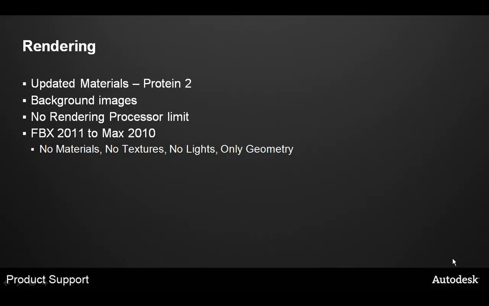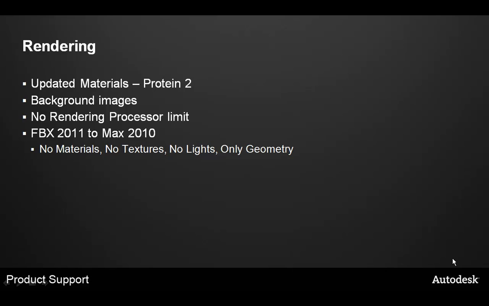The second piece that's new for 2011 is a newly updated rendering engine. This includes updated materials, including Protein 2 materials, which AutoCAD and Max all share. It includes additional functionality to include a background image while rendering. Also new for 2011, there will no longer be a rendering processor limit, as in Revit 2010, where we were limited to 4 cores. Revit 2011 will no longer have this limit.